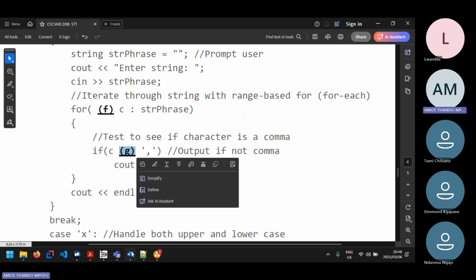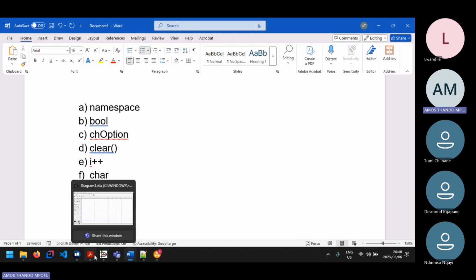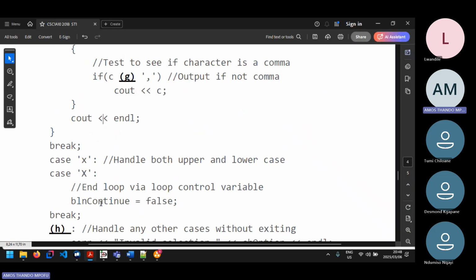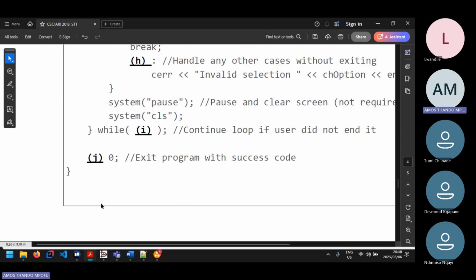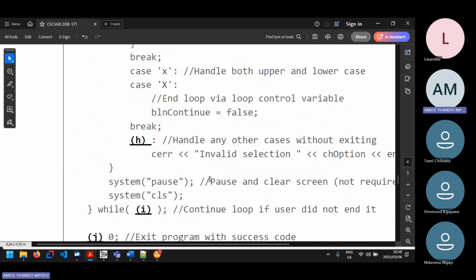So I'm going to go back here. What's missing is not equals. And then we're going to scroll down. We're left with H. Oh, there's still more, but yeah, we're almost done.